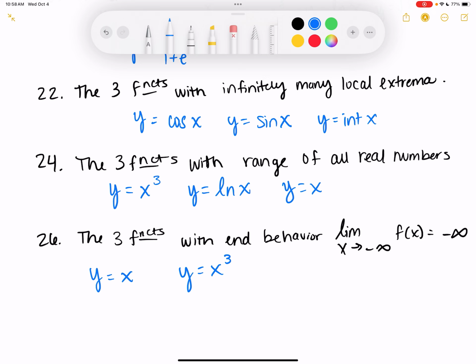No, because there's an asymptote at 0. So it doesn't ever cross it. We need it to be going down in quadrant 3.